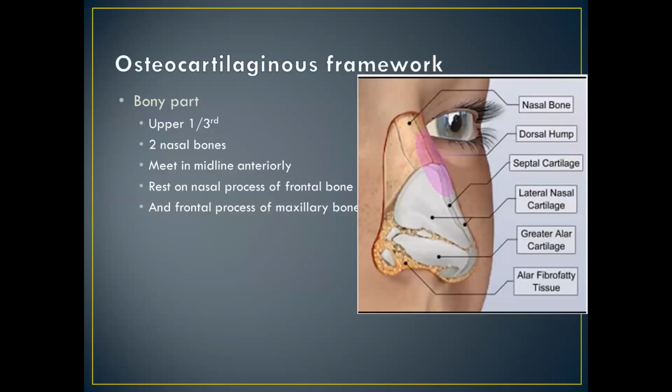You can see the osteocartilaginous framework in detail. See, the upper 1/3 is bony, made of nasal bone. Lower 2/3 made of cartilage. Upper lateral cartilage, lower lateral or alar cartilages. Then some smaller sesamoid cartilages are also there.